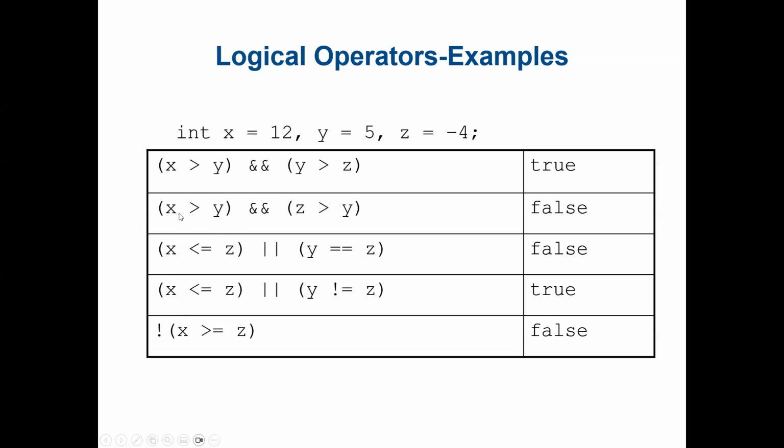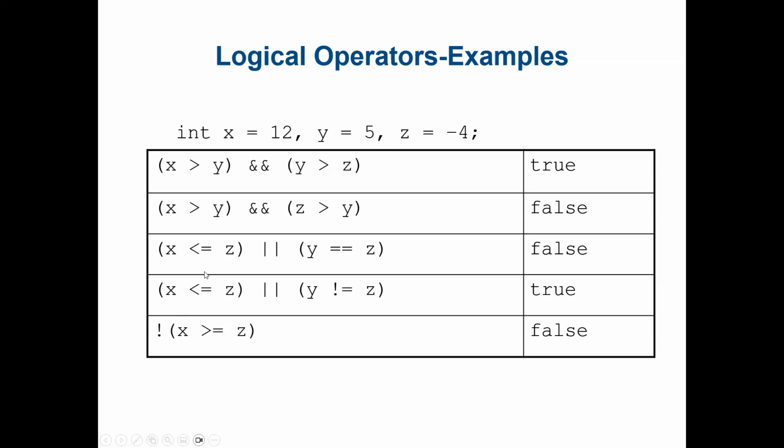Now, we have the second one here. We say if X is greater than Y and also Z is greater than Y, in this case, it will be false. Why? We know X greater than Y is true, but Z greater than Y, -4, is not greater than 5. So that's false. So as we said earlier, if one of the conditions is false, then the outcome will be false, which means any statement that follows it will be skipped.